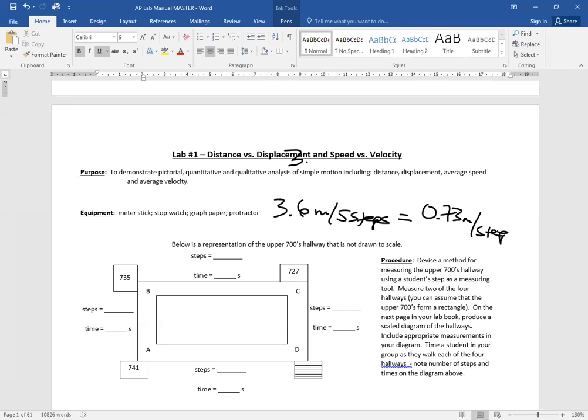So we're going to use their data to calculate distances, displacement, speeds, and velocities. What might be that? Yes. Good job for physics. Oh, so you learned all this.